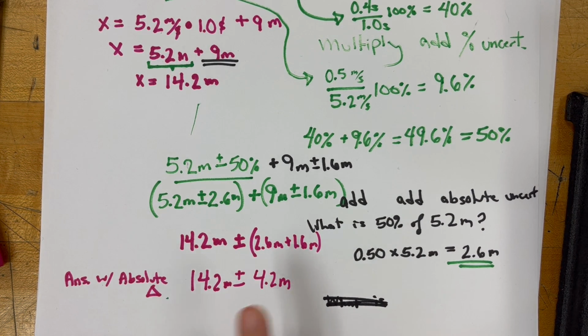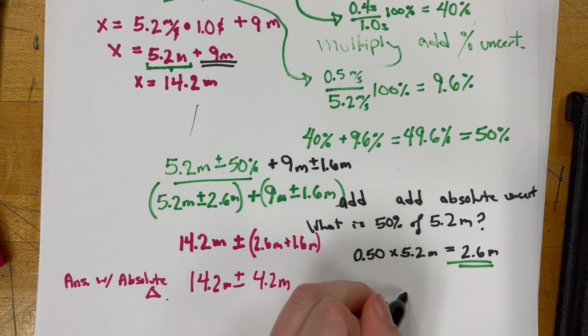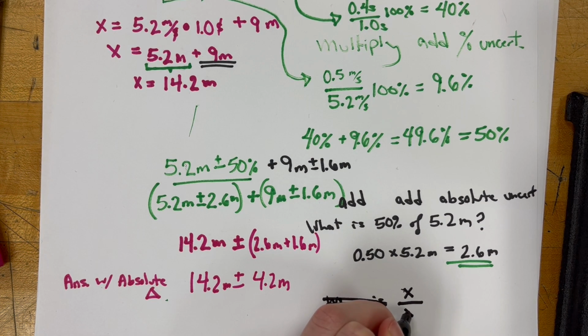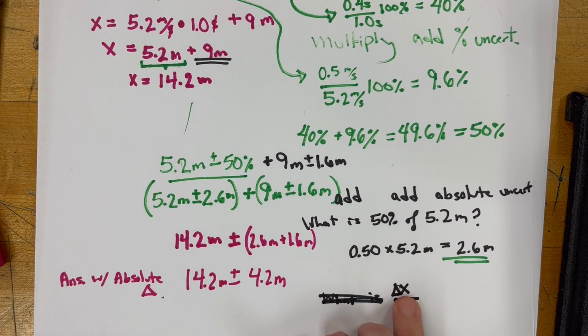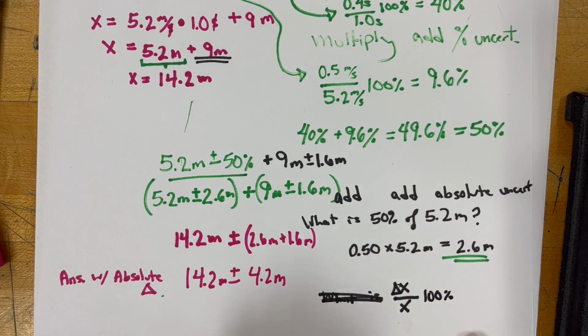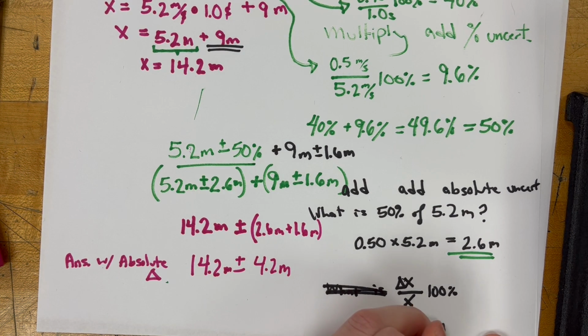This is the absolute uncertainty. If I want to find the relative or percent uncertainty, I'm just finding the uncertainty of the value divided by the value itself. How large is the uncertainty relative to that value multiplied by 100%? So we have an uncertainty, 4.2 meters, divided by 14.2 meters, and multiply that by 100%.